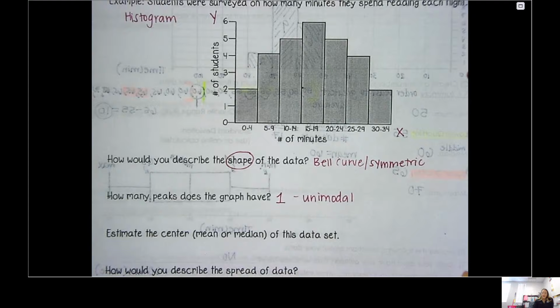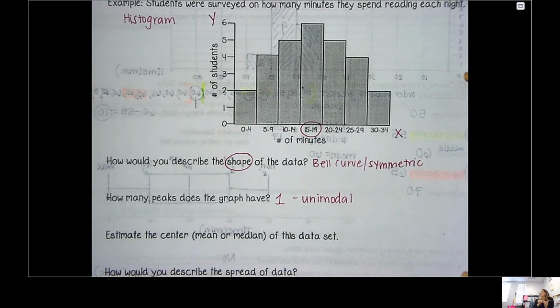Now, estimate the center or the mean or the median of this data set. So looking at this picture, where's most of my data located? In which section? 15 through 19 right here. There's where most of my data is located, in the 15 to 19. Now, how would I figure out what number is right in the center of that?